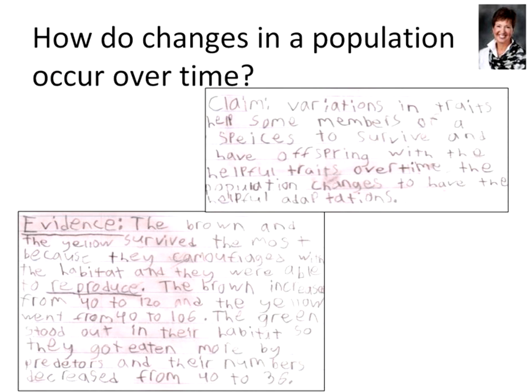So when we get back to this question that she was really after with the kids, how do changes in population occur over time? This is a slide that I showed at the very beginning. Variations in traits help some members of a species to survive and have offspring with the helpful traits. Over time, the population changes to have the helpful adaptations. And then you can see how they were drawing on that last piece here for evidence, but really it was all the pieces prior to that that helped them get to a way to talk about this.